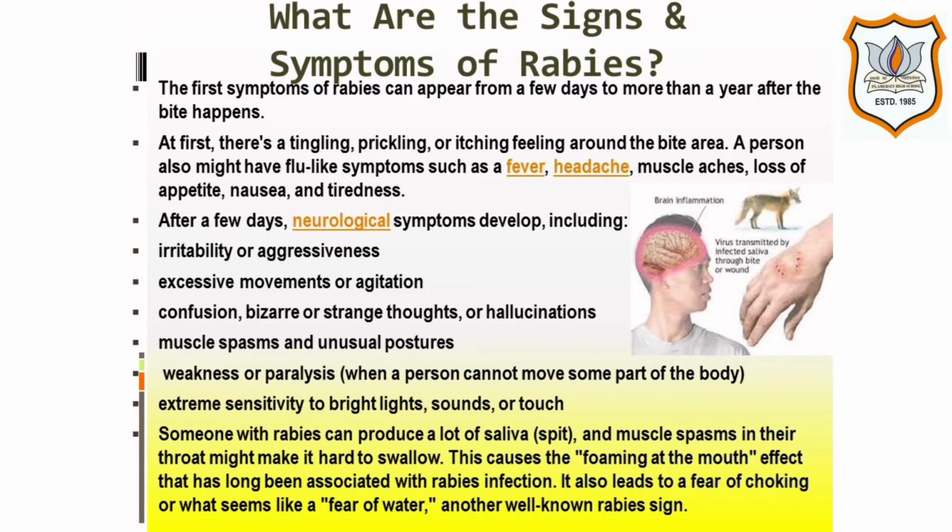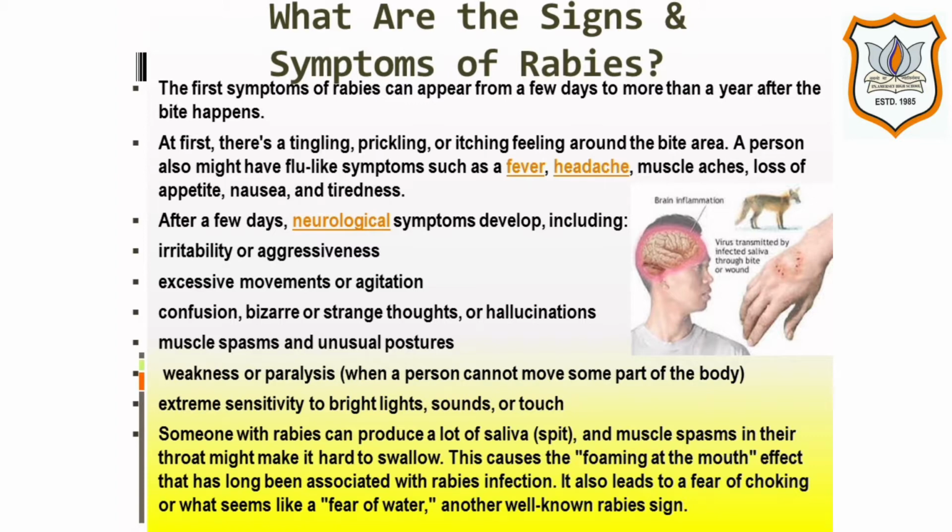After a few days, neurological symptoms develop, including irritability or aggressiveness, excessive anger, excessive movements or agitation, confusion, bizarre or strange thoughts or hallucinations, muscle spasms and unusual postures, weakness or paralysis. Paralysis means when a person cannot move some parts of the body. Also extreme sensitivity to bright lights, sounds or touch.